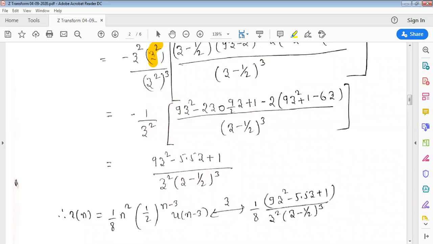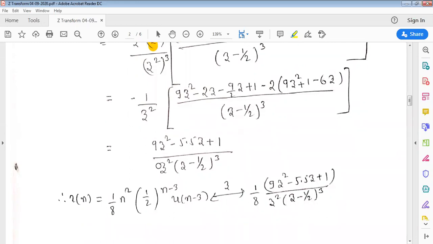Now this one is plus 1, only one term, minus 2, so it gives you minus 1 multiplied with minus 1, which gives me plus 1. And here I have in the denominator only z square and z minus 1 by 2 whole cube. Okay, therefore this is your final answer.